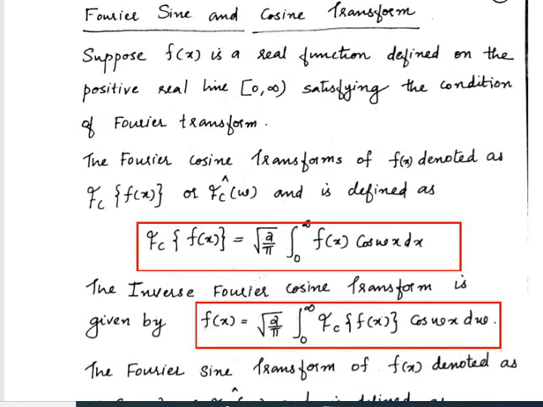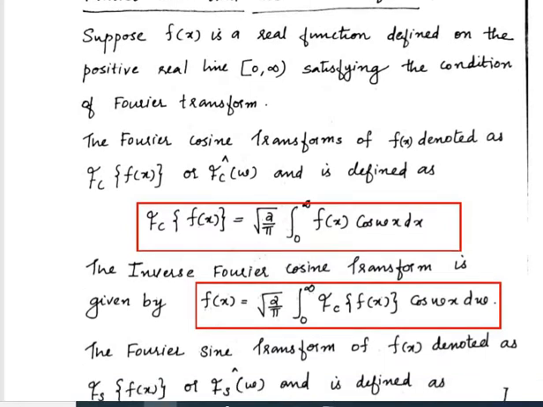The Fourier cosine transform of f of x is denoted by Fc f of x or Fc cap omega, and is defined as Fc f of x equal to root 2 by pi integral 0 to infinity f of x cos omega x dx, and the inverse Fourier cosine transform is given by f of x equal to root 2 by pi integral 0 to infinity Fc f of x cos omega x d omega. This is the same Fourier transform that we have learned earlier.